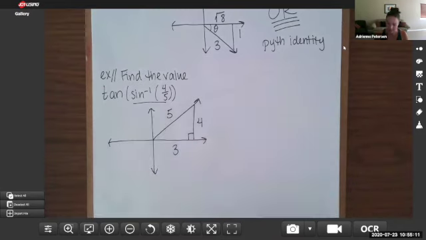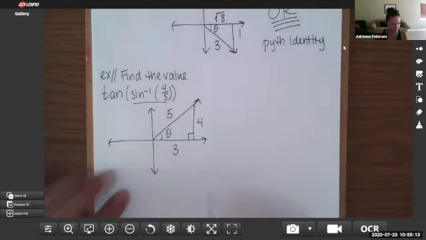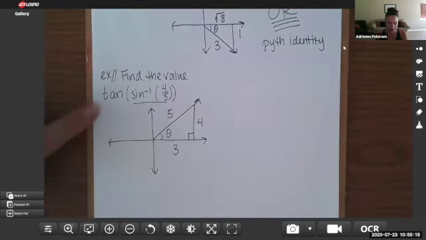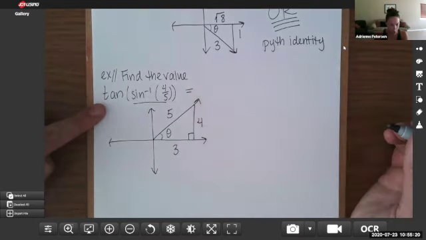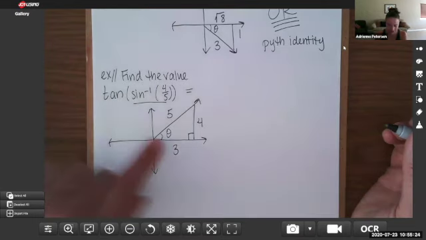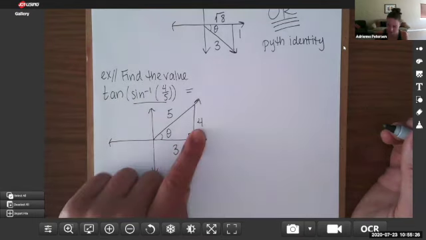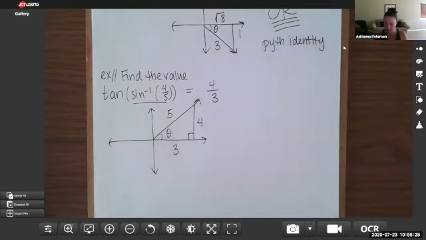All right, so we found the angle whose sine is 4/5. The next question on the outside is to find tangent. So we think SOHCAHTOA. Tangent is opposite over adjacent. So opposite here is 4, adjacent is 3. So our final answer is 4/3.